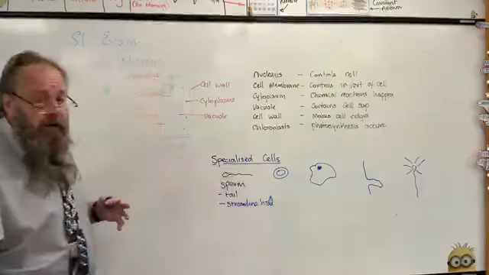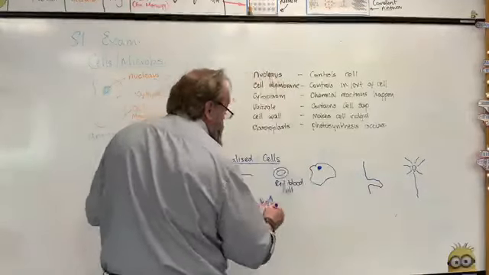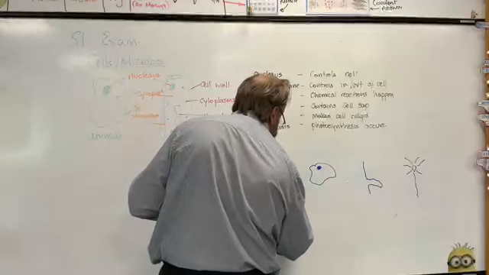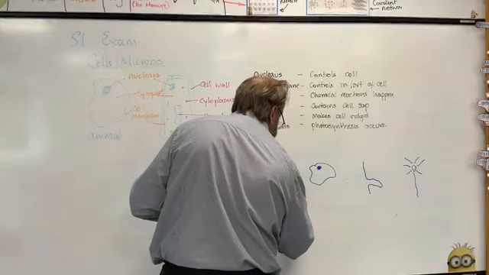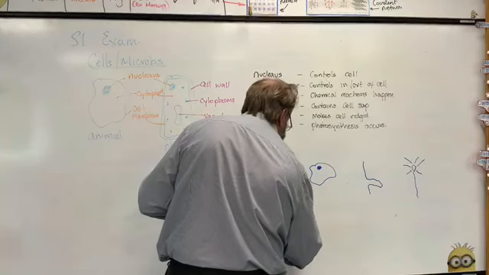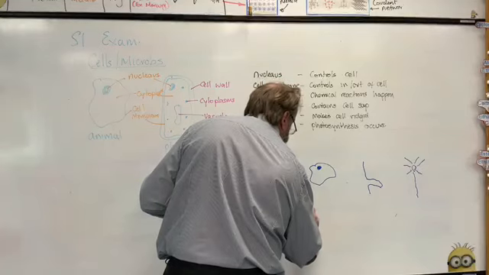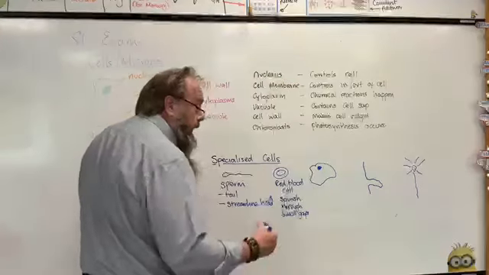Here we have a red blood cell. This is the only cell in the human body that doesn't have a nucleus and is shaped like a donut, so it can squash through small areas. They also carry oxygen.